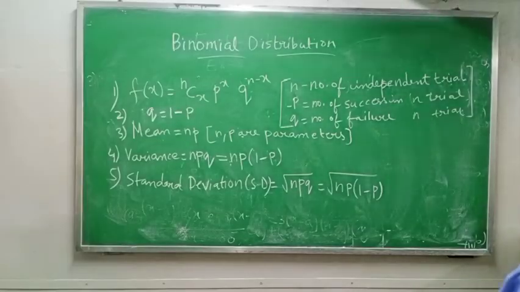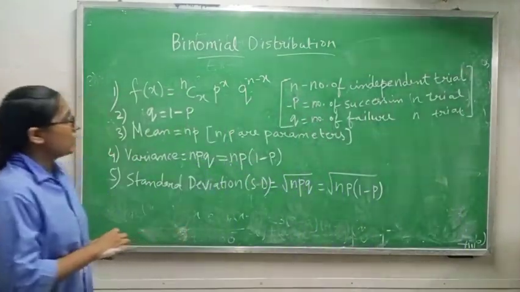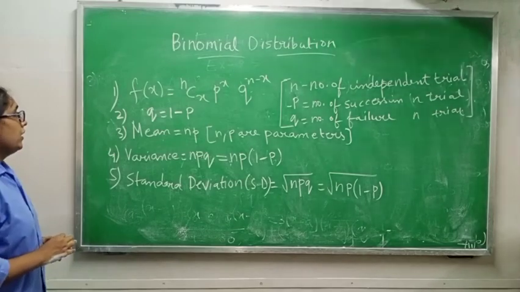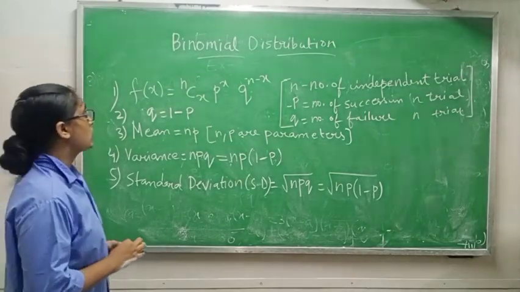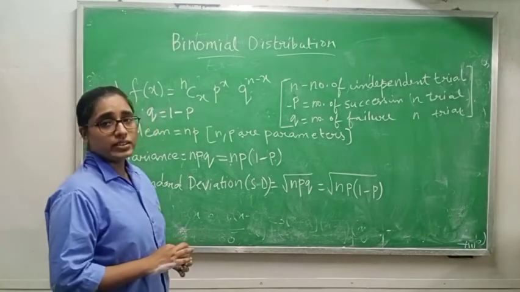Class 12, today I am going to start binomial distribution. In this one, first I will tell you some points. Please copy this in your copy. First point is f(x) = nCx p^x q^(n-x).